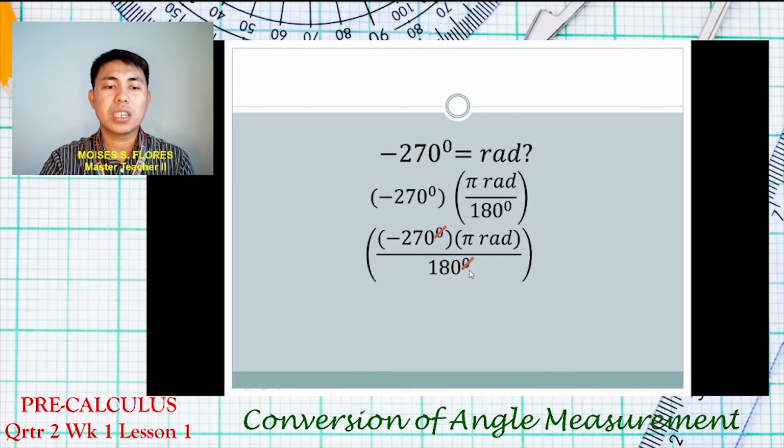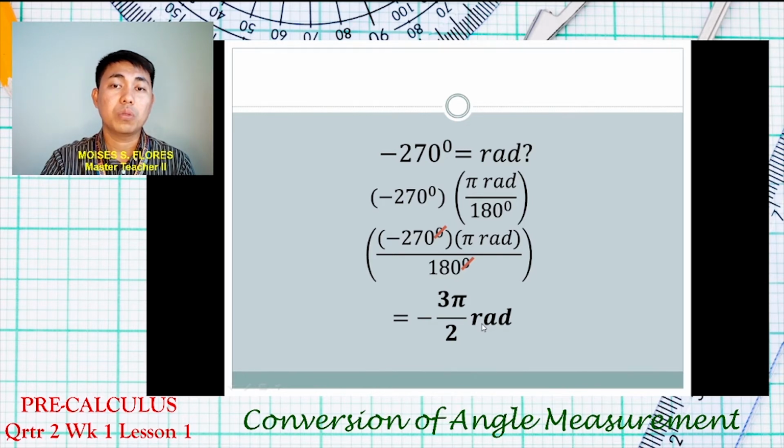What is the common factor of 270 and 180? They're common by 90. If we cancel out 90 in both your 270 and 180, the final answer there is negative 3 halves, or simply negative 3 pi over 2 radian. So again, the value of negative 270 degrees is negative 3 pi over 2 radian. Hope you have the same answer with me as I have discussed here.